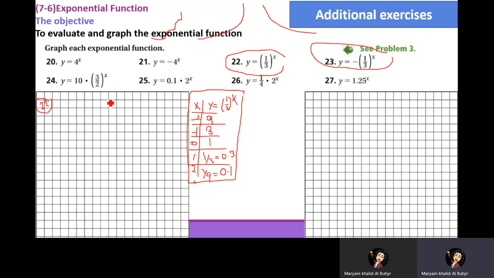Now I'm going to graph this. Since I know that 1/3, this is the b, is less than 1, that means my graph will look like this. It is positive, and this b is less than 1, which is in this form, y equals a times b to the power x, corresponding to 1/3. Now let me graph this one with you.